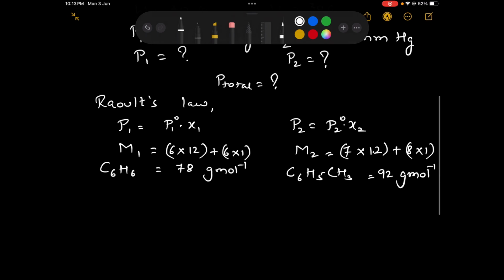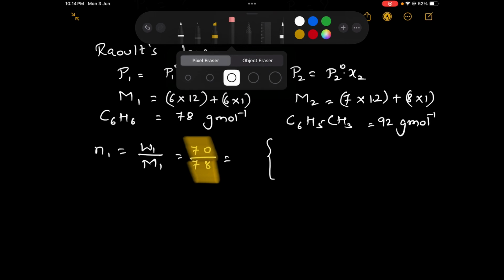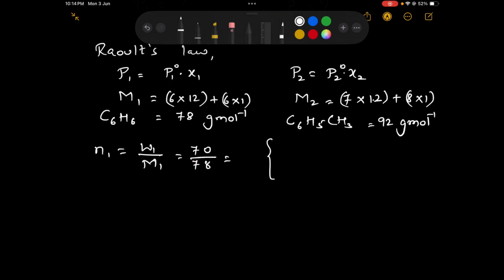Next, after finding out the molar mass, we will go for number of moles. n1 is equal to mass upon molar mass. The mass is 70 grams, which is given in the question. Molar mass we have just found out. So we can use log over here. So we have characteristic as 1, 2 minus 1, 2 minus 1. Then log of 70 is 1.8451 and log of 78 is 1.8921.